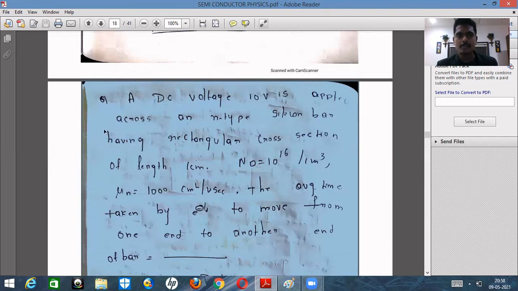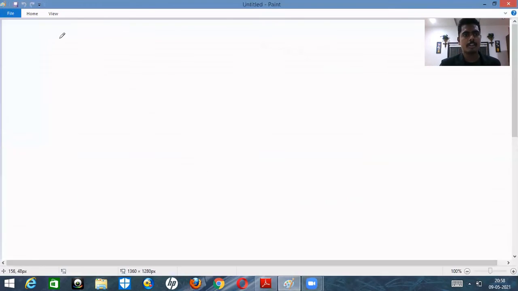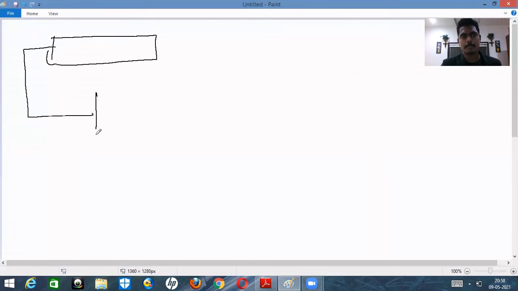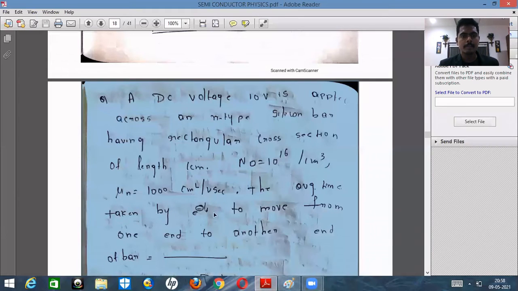A DC voltage of 10 volts is applied across an n-type silicon bar. Simply, there is an n-type silicon bar, and a 10 volts DC supply is applied to it. Let us suppose this is a semiconductor, and 10 volts DC supply is applied over here. This is what is given.